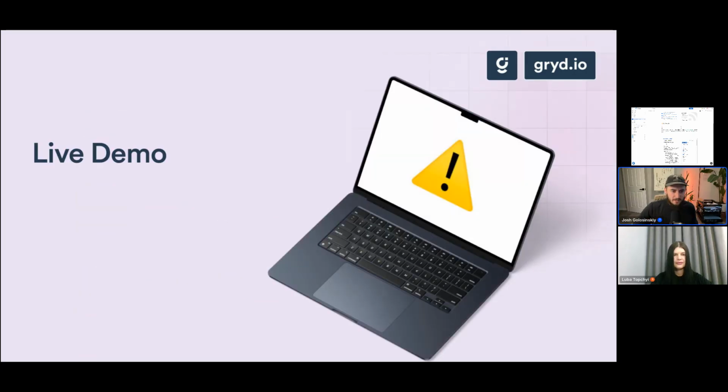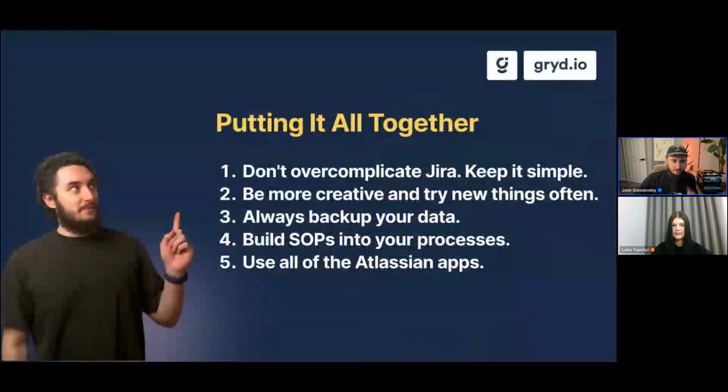Now, I already kind of covered the live demo, but we're going to be going into Q&A in just a minute here. As we start to get to the end, we'll try to answer all of the questions that we had, but putting this all together, here are the simple 5 steps from these 5 points. Number 1 is do not overcomplicate Jira. Keep it as simple as you can.